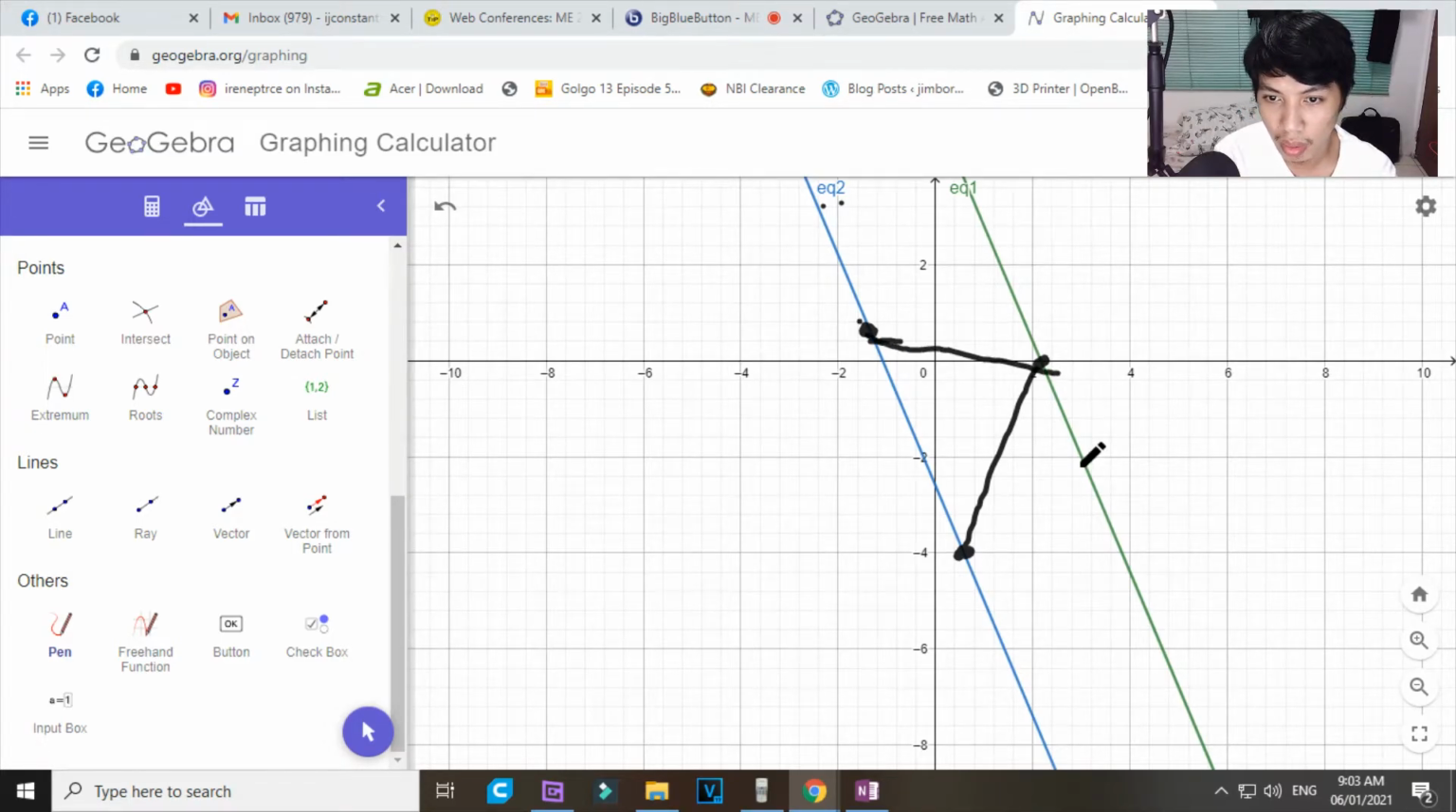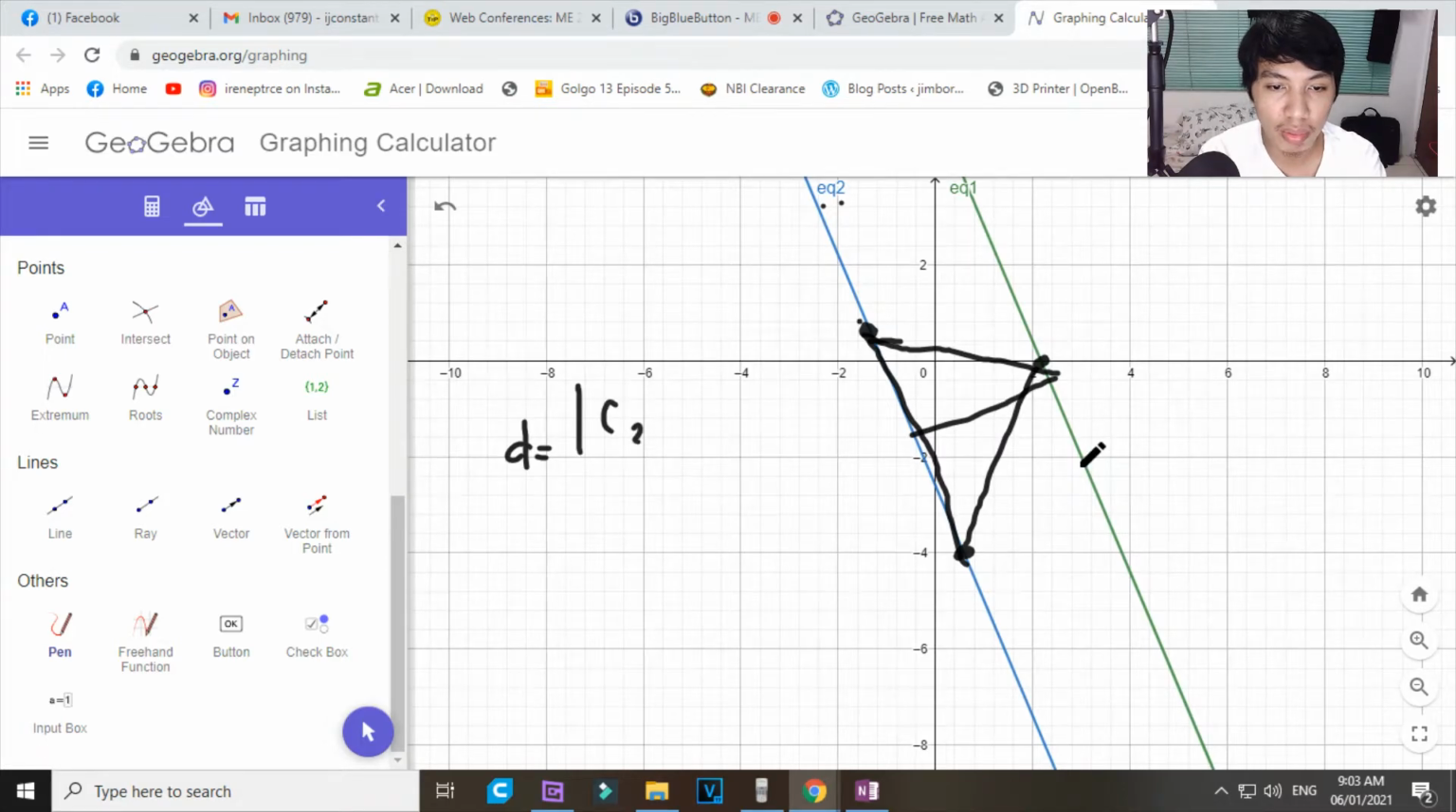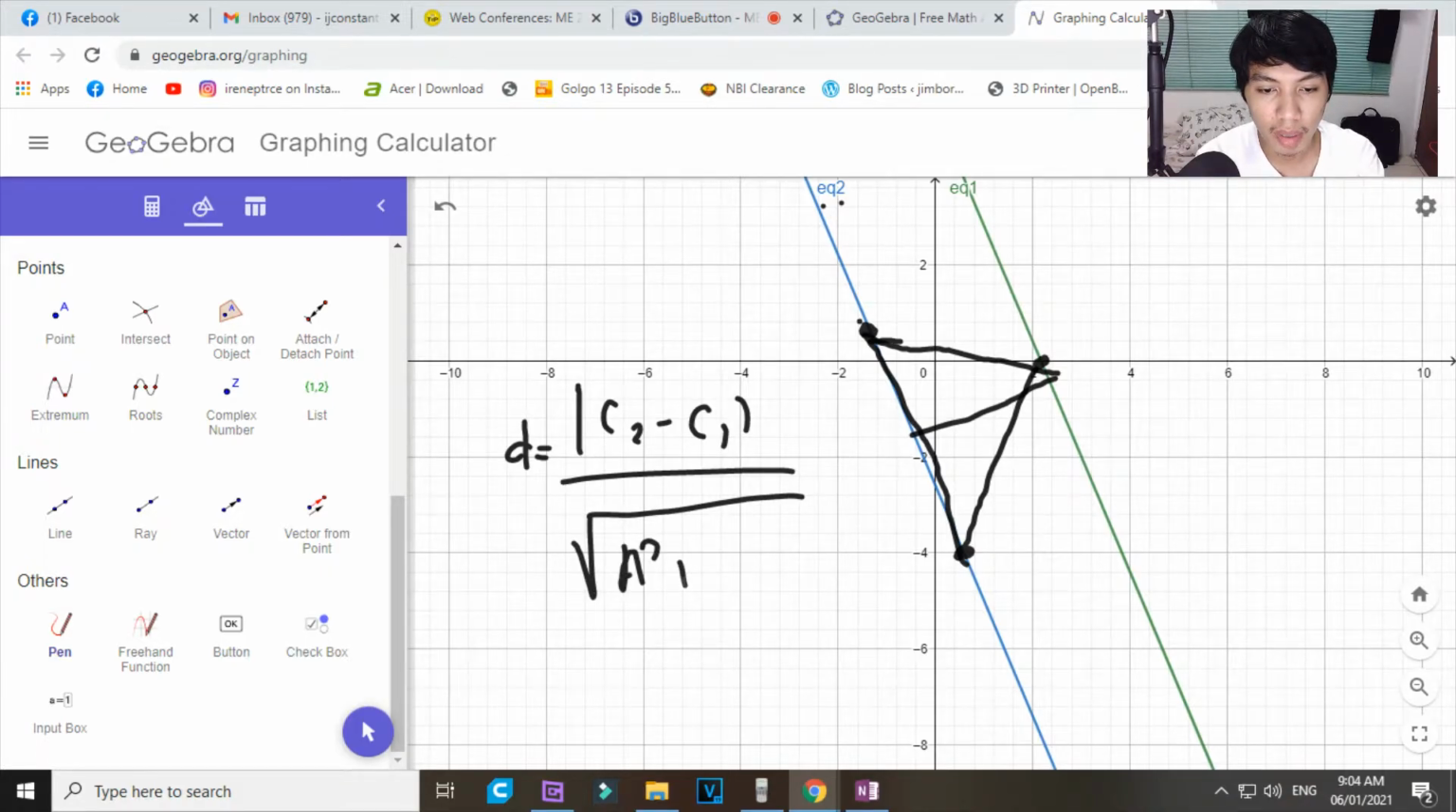Ayan. Tapos dito. Napapansin nyo ba na the distance nito, ng parallel lines na to, is the height of the triangle? Okay? The height of the triangle, yung distance dyan. The distance between parallel lines, kukunin mo, distance nung parallel lines na ito. So, kunin mo na kagad, C2 minus C1 over yung square root ni A squared plus B squared.